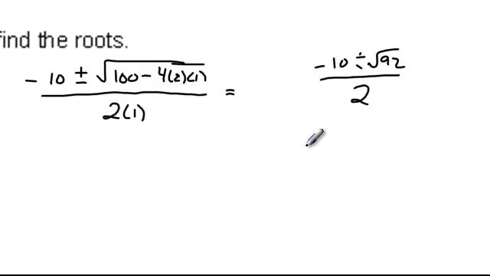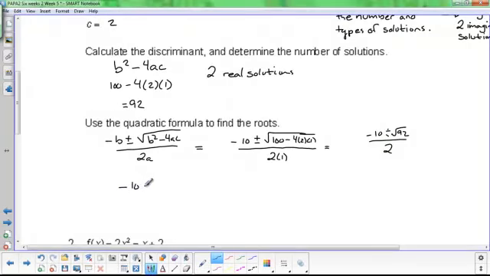This breaks down into the opposite of 10, plus or minus 2 times the square root of 23, divided by 2. That further simplifies because if these three numbers have a common factor, then we can divide out that common factor from all of them. They're all even numbers, so they will divide out. That becomes negative 5 plus or minus the square root of 23.